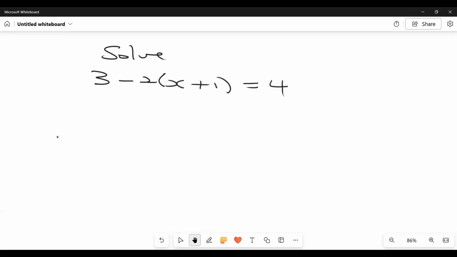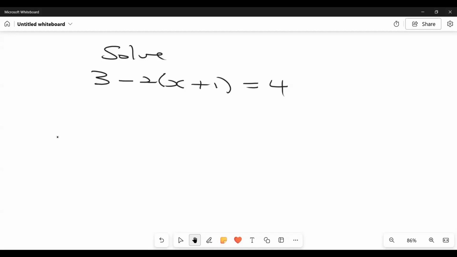You apply BODMAS? BODMAS, okay. So what do you do? How do you apply it? You solve the bracket first, which is x plus 1. Okay, you remove the bracket using the distributive law, you call it. Yeah, you did say BODMAS, and I'm happy you said that.